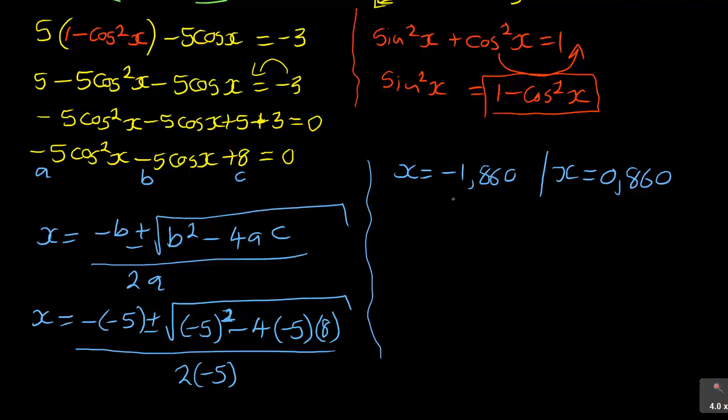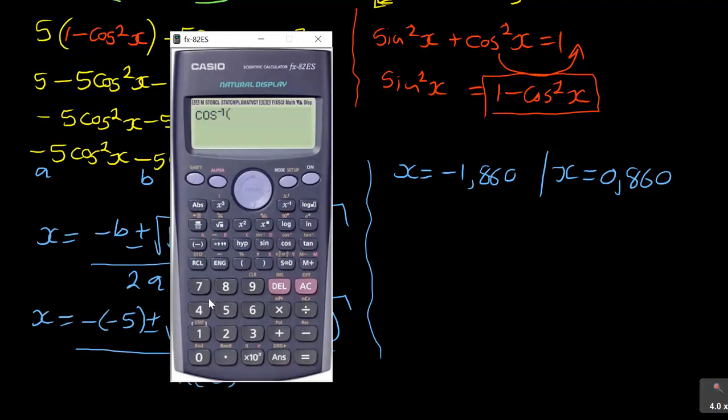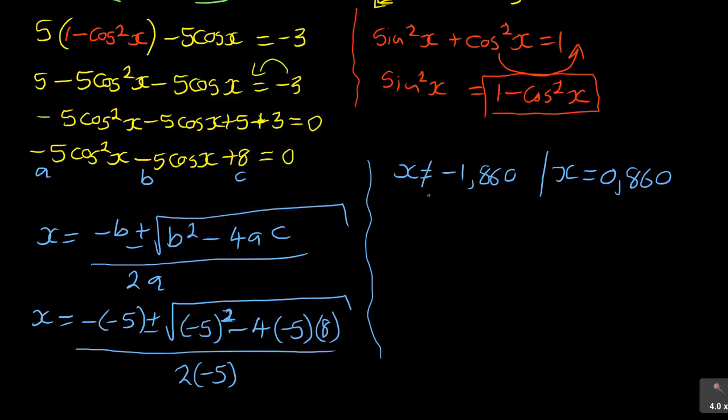But now, what you always know, if you are working with trigonometry, is that any value of cos that is bigger than 1 or smaller than minus 1 is not possible. You need to press shift cos, minus 1,860, and you see that it will give you an error. So this one is invalid. You must write invalid. So the answer that you're going to deal with is this one, x is equal to 0,860.